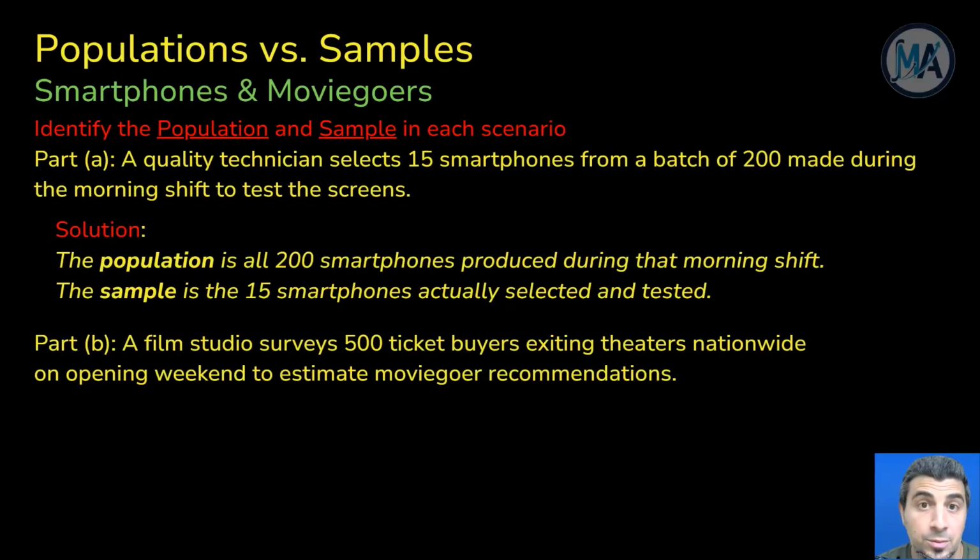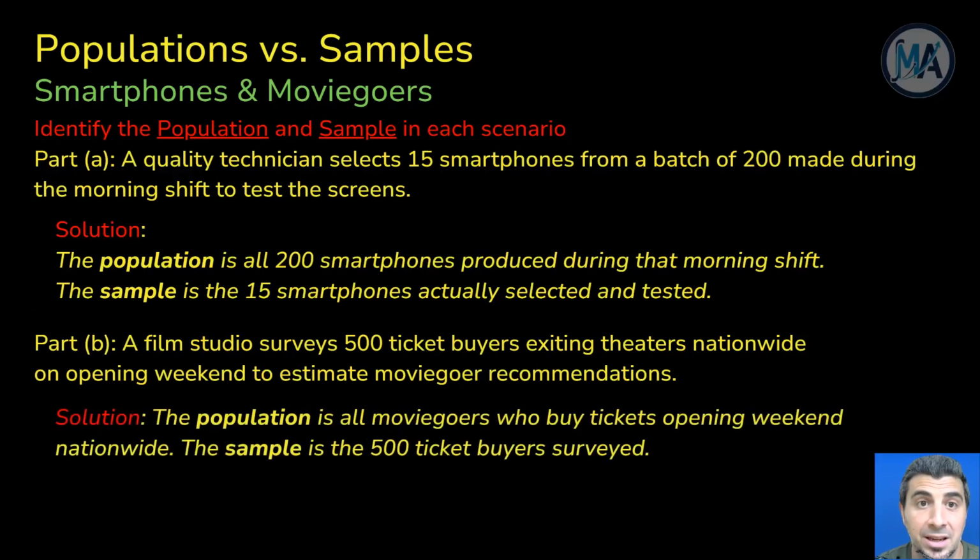Now, part B, a film studio surveys 500 ticket buyers exiting theaters nationwide on opening weekend to estimate moviegoer recommendations. The population is all moviegoers who buy tickets opening weekend nationwide. The sample is the 500 ticket buyers surveyed.